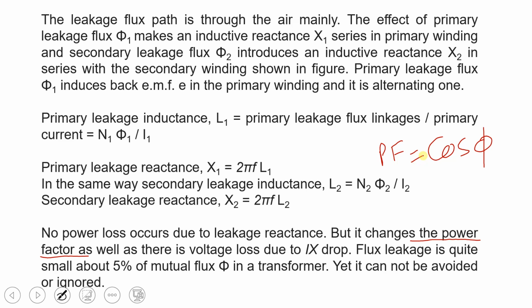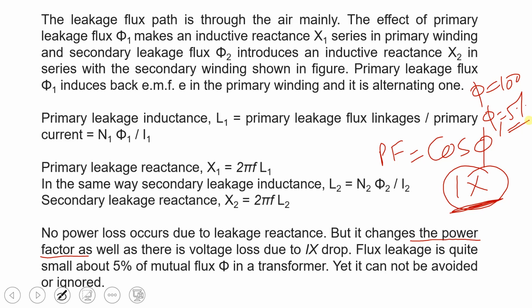As well as, there is voltage loss due to I into X. The voltage drop in the reactance is changing, and the power factor is changing. Flux leakage is quite small, about 5% of mutual flux phi. If the total mutual flux phi is 100, then the leakage flux phi 1 is less than 5%, and we can neglect it.